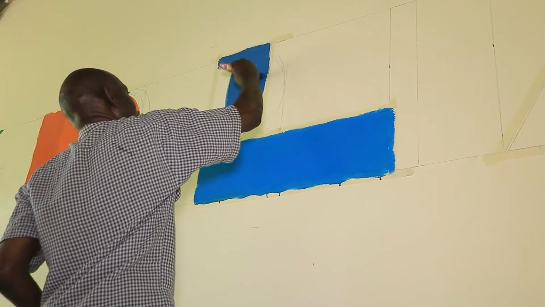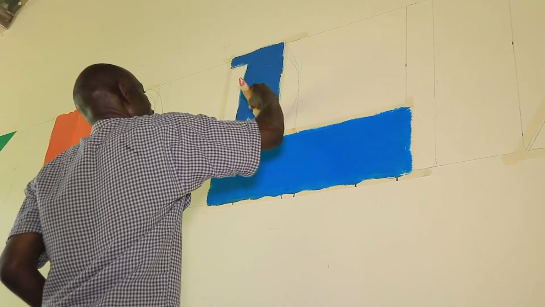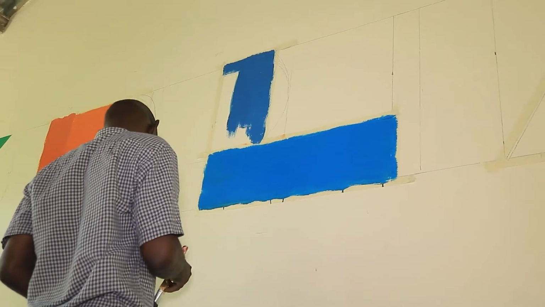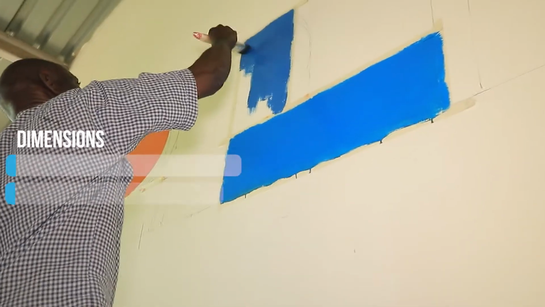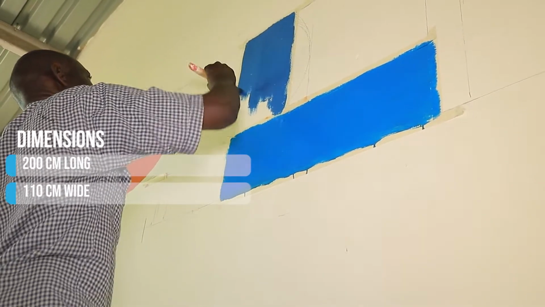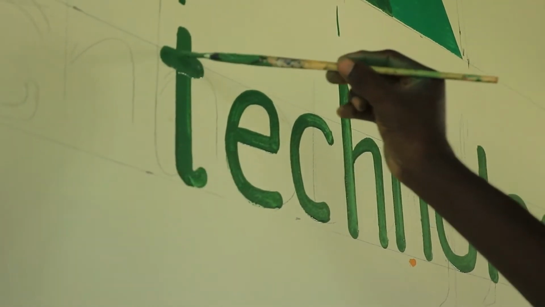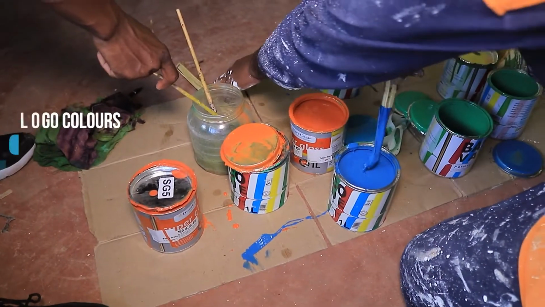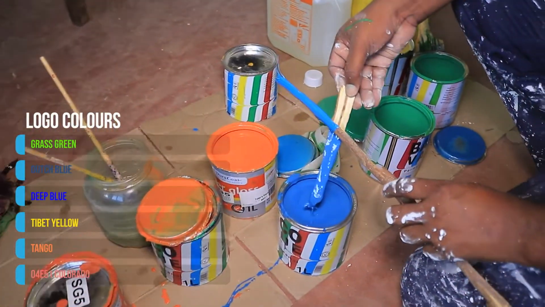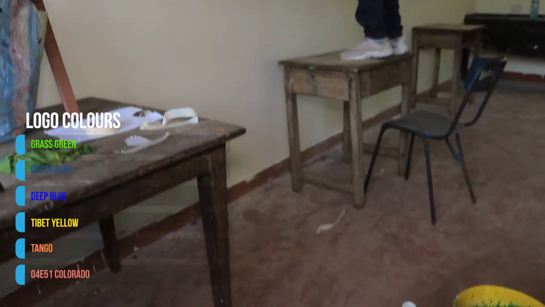In the PlayLab, it is important that we have the KPLAY logo. It should be painted visibly on one of the walls in the room. The size of the logo will be determined by the size of the wall where it will be painted, and the minimum size should be 200 centimeters long and 110 centimeters wide. It should have the tagline, Creative Learning Through Technology, 10 centimeters below the logo. The colors, as outlined in the KPLAY guidebook, will be green, Dutch blue, deep blue, Tibet yellow, Tango, and 04E51 Colorado.